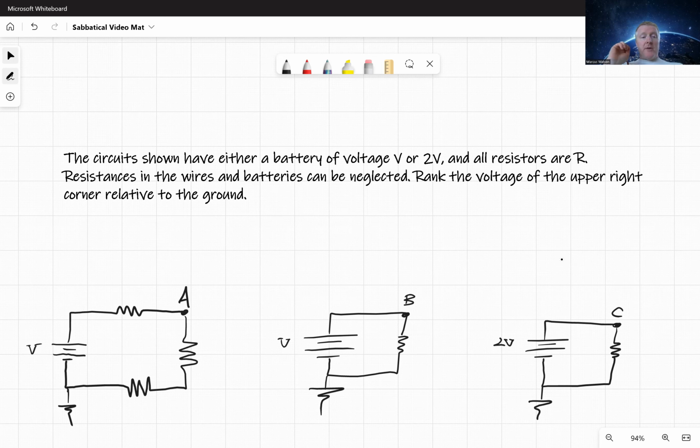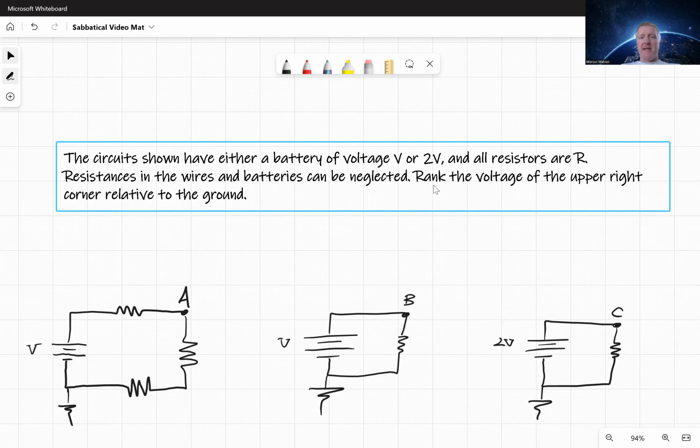Now, in order to simplify things, we're going to take any resistance in the wires and assume that we've already got it in the resistor R. Same thing with the battery. We're just going to say whatever the battery voltage is, that's the voltage. So we're going to ignore any extra resistances that might crop up. So anything internal to the battery, anything in the wires, we're going to assume we've already taken care of all those and they can be neglected.